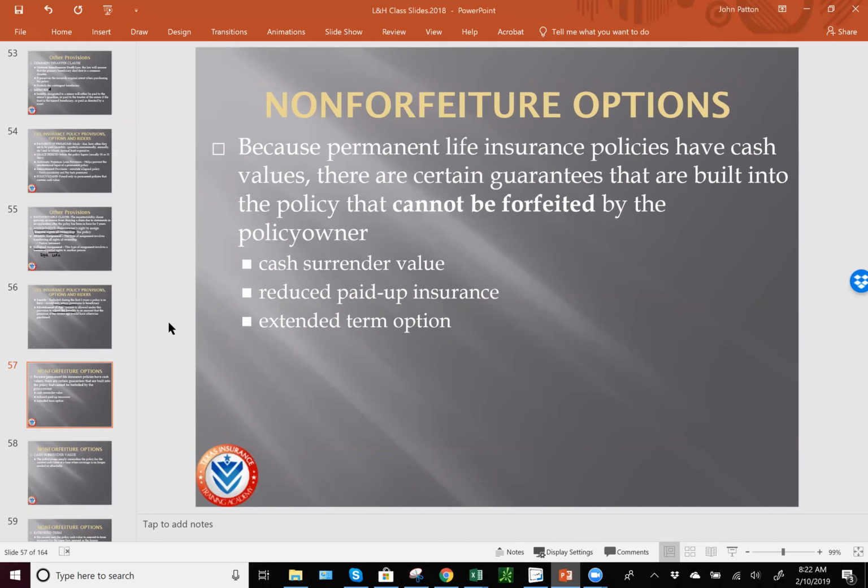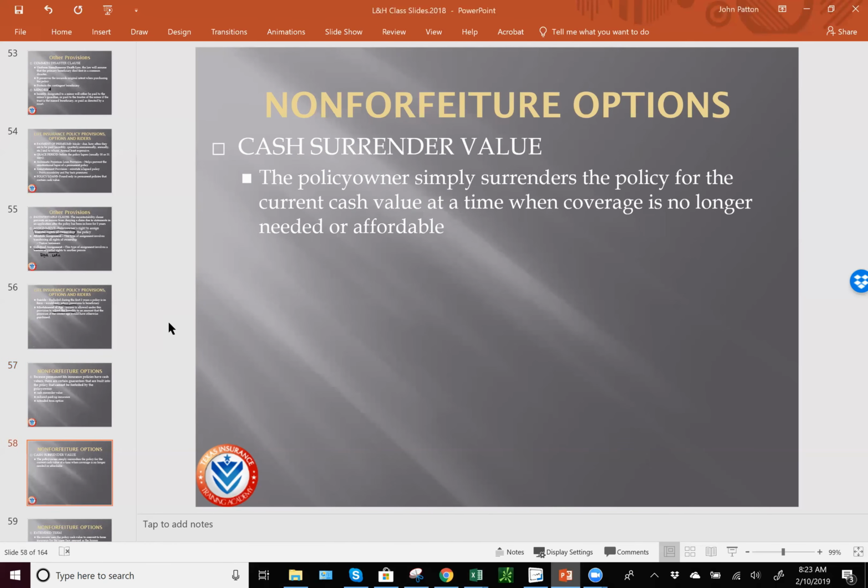All right, now we're moving on to policy options. There are going to be 3 sets of policy options. The first ones are called non-forfeiture options. Now, non-forfeiture options are only included in your permanent policies that contain cash value, because that cash value cannot be forfeited. If you decide you don't want your policy anymore, you would have these 3 non-forfeiture options available to you. First is called cash surrender value. Next, we have reduced paid up insurance. And next, we have extended term options. So let's look at each one of these.